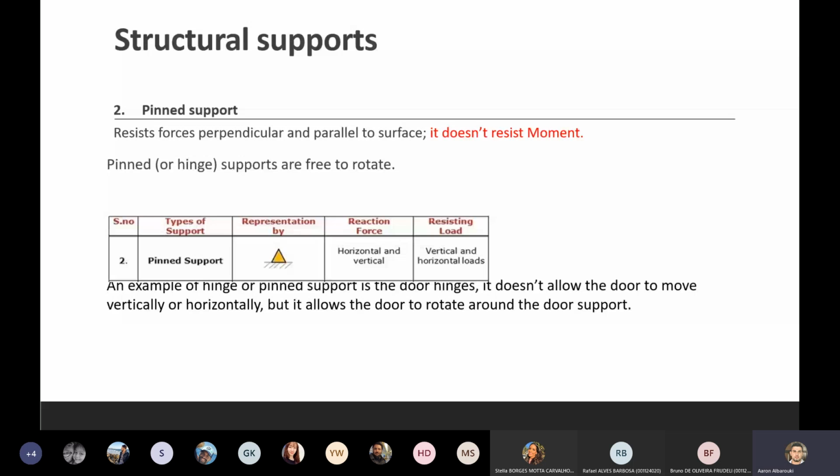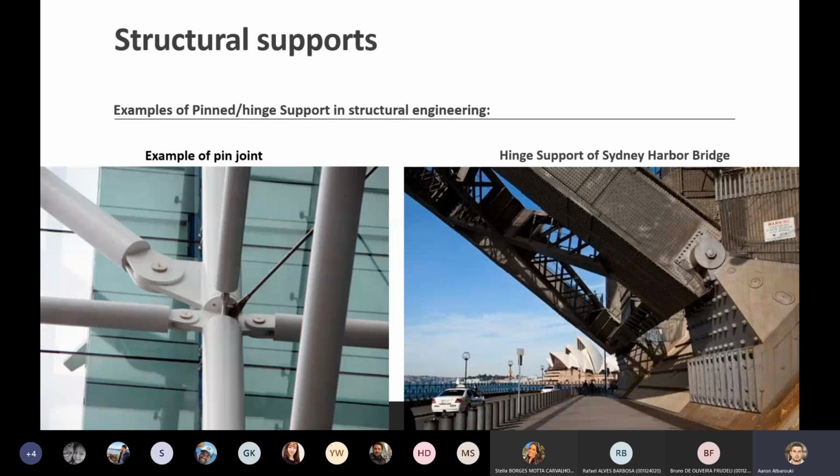And these are some examples of roller supports in actual application. The pin support will provide vertical and horizontal support, but doesn't provide rotation restraint. So it will allow rotation. There is no moment support, but it will provide vertical and horizontal force support. Example, guys, this is a pin support here, supporting the harbor bridge. So it will allow rotation, but doesn't allow vertical or horizontal movement.